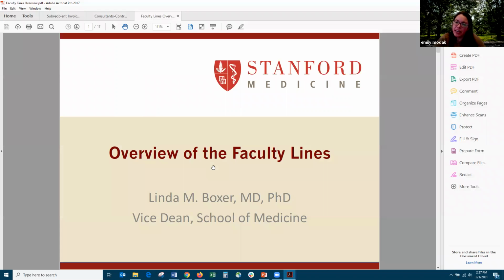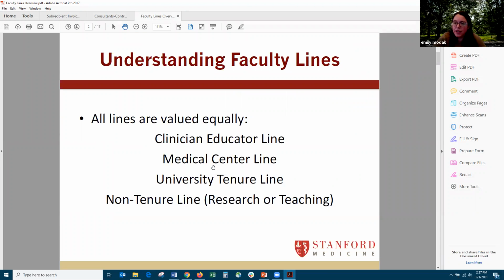I wanted to show you an overview of the faculty tenure lines, just because sometimes you'll hear people say, oh, that person's a CE. Well, what is a CE? It's a clinician educator. The medical center line, these are the physician focused, and then the university tenure line. These are the ones we work with the most as research administrators. These are the researchers, the UTL. So these are the ones we are most often interacting with.